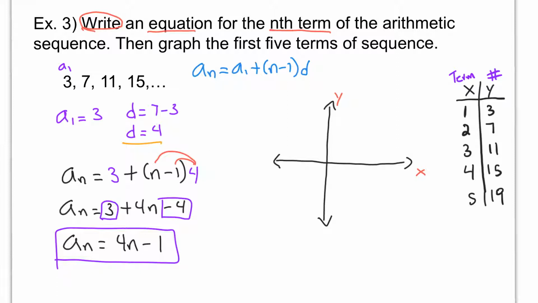Since I don't have an actual coordinate plane, I'm just going to estimate. So I'm going to say 1 is here, there's the 1, and 3 is right here. So I'm going to put 1, 3. That's my first point. Actually, let me change colors. Let me put red. The next one is 2 and then 7. So I'm going to say 7 is right here. So 2, 7. The next one is 3 and we have 11. So there's the 3. 11 is right here. So I'm going to put 3, 11.